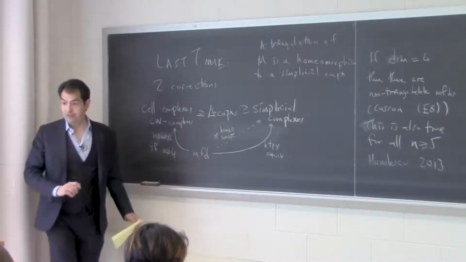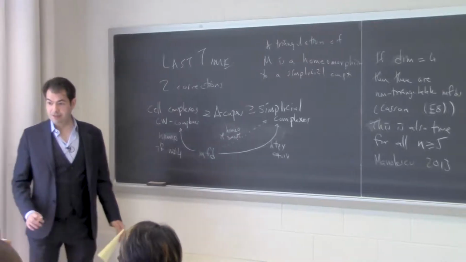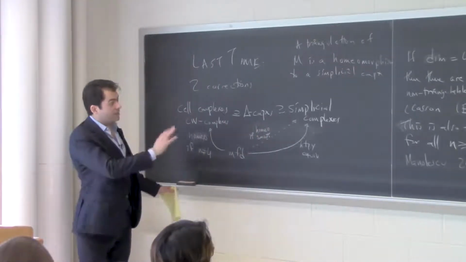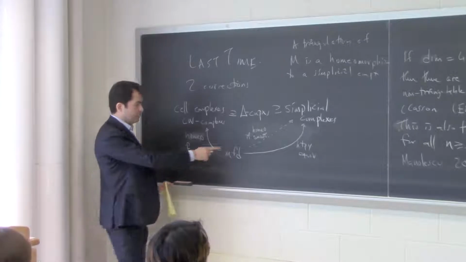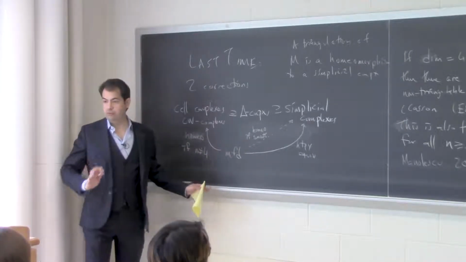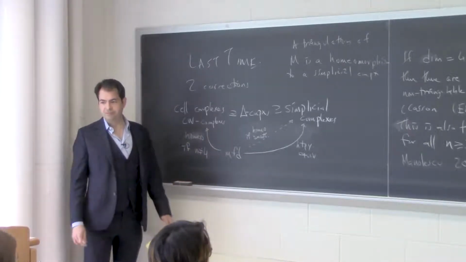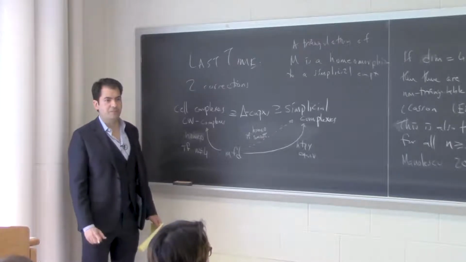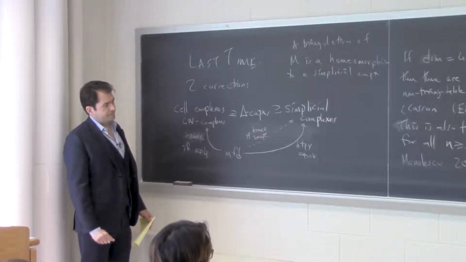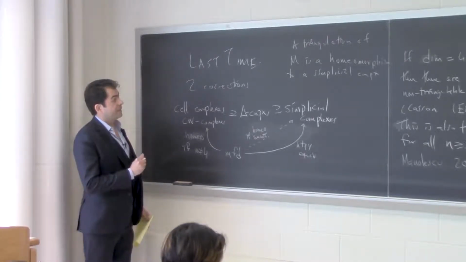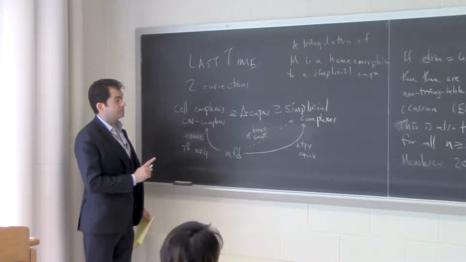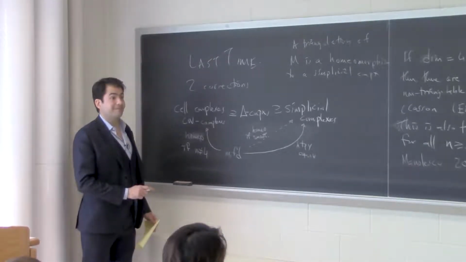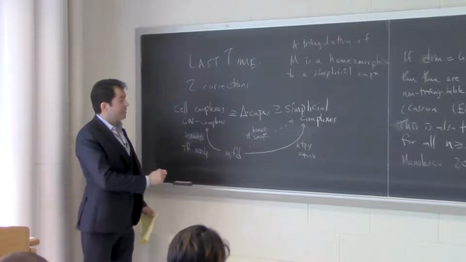Wait, sorry. So is this not true if the dimension is less than 4? Oh, sorry. If the dimension is less than 4, then all manifolds have a smooth structure. It's all easy. Everything is nice. Okay, that's the first correction.